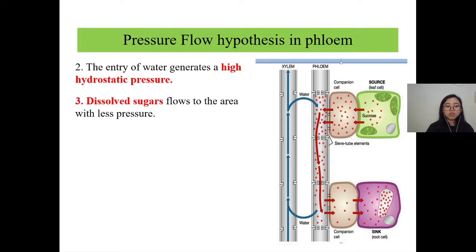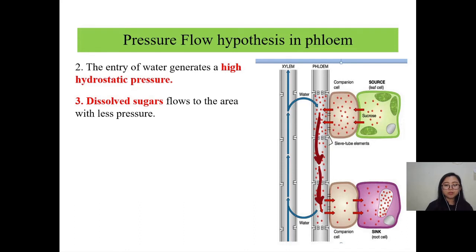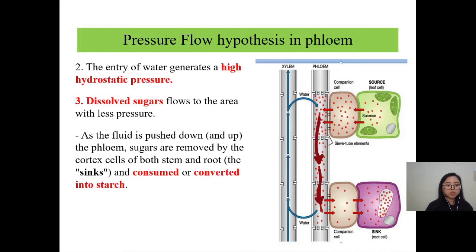So the dissolved sugars will flow from the area to an area with less pressure. So in this case, it's going to flow in this direction. Let's follow it down. As the fluid is pushed down the phloem, sugars are removed by the cortex cells of both stem and root, which is the sink, and will consume or convert it into starch.